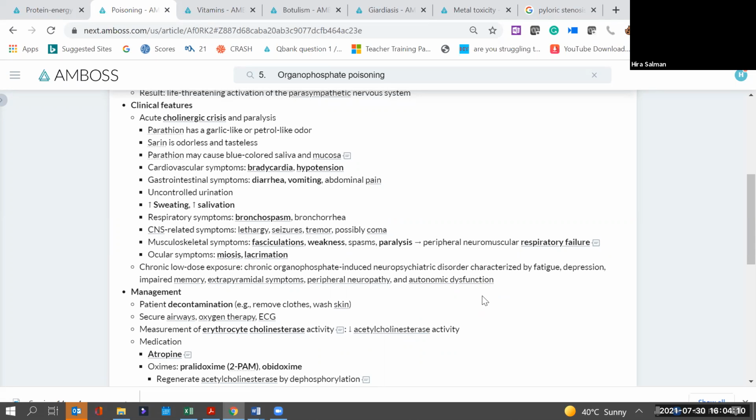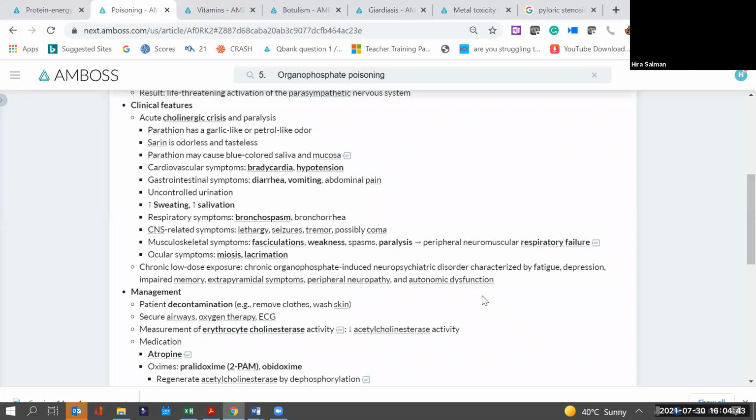Anyhow, how are you going to manage these patients? You have to decontaminate: remove the clothes and wash the skin, because the insecticidal spray must be on the skin and on the clothes. So remove them first, secure the airway, and give oxygen if there is low oxygen. Then go for ECG checking for bradycardia and all these things. Measure the erythrocyte cholinesterase activity. For medication, memorize this one because it's the most important thing as far as our MCQs are concerned. You should know the antidote for organophosphate poisoning.